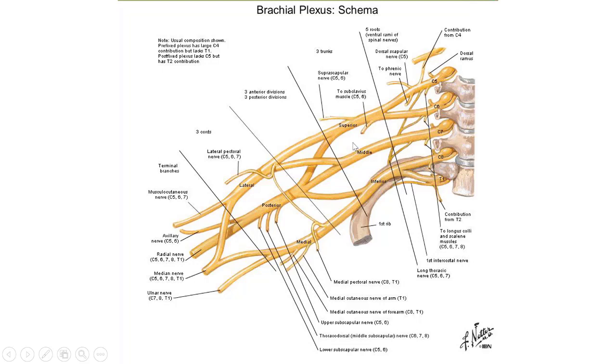Divisions are branches of the trunks. Each of the trunks divides into two parts, anterior and posterior, or ventral and dorsal divisions. Anterior and posterior, anterior and posterior, anterior and posterior. These divisions join and form cords as follows.